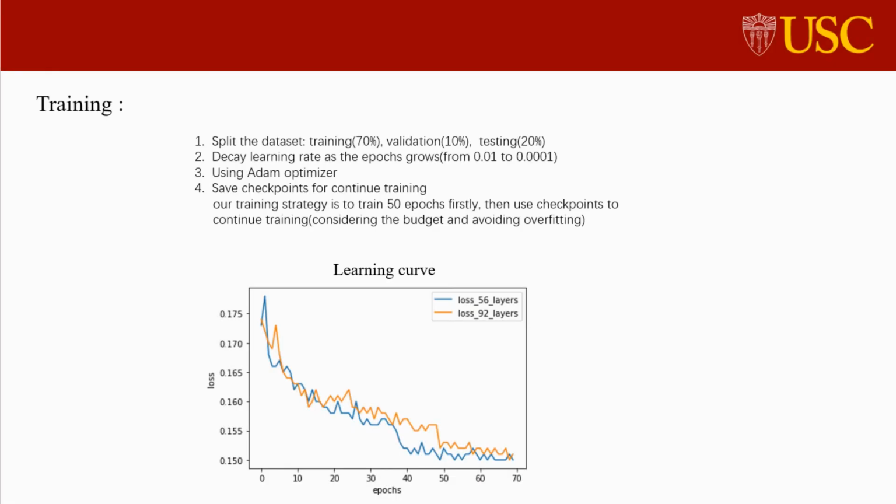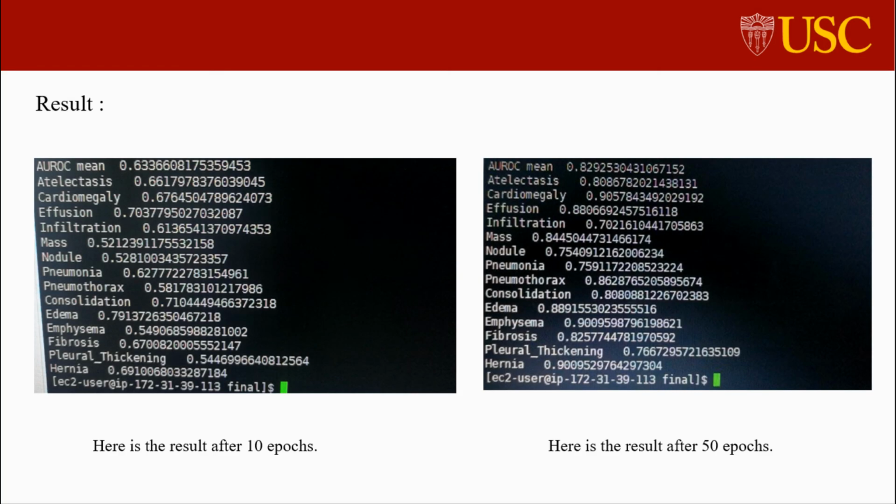In training, we split the dataset 70% for training, 10% for validation, 20% for testing. With the increasing of epochs, we decreased the learning rate. In this project, we did not set the epoch to a large number, instead, we saved checkpoints. If the model can be better and we still have AWS credits, we continue training with the checkpoints. It takes about 25 minutes per epoch, so the whole training needs lots of time.